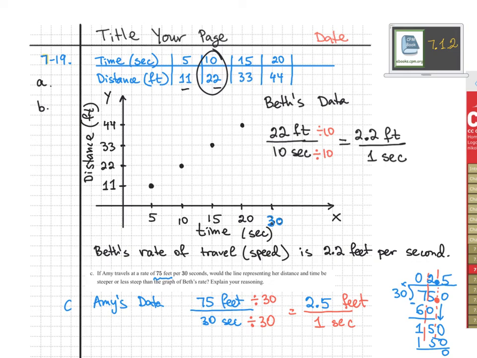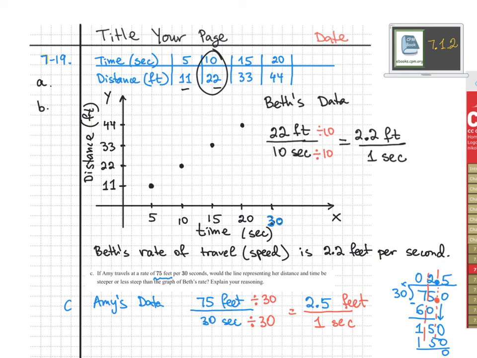Now, similarly to what we did with Beth in terms of a sentence, I wrote rate of travel, also called speed. Beth was 2.2 feet for 1 second, but I wrote per second. And now we want to record Amy's data. We were able to explain our reasoning. So make sure you're writing a full statement about Amy.